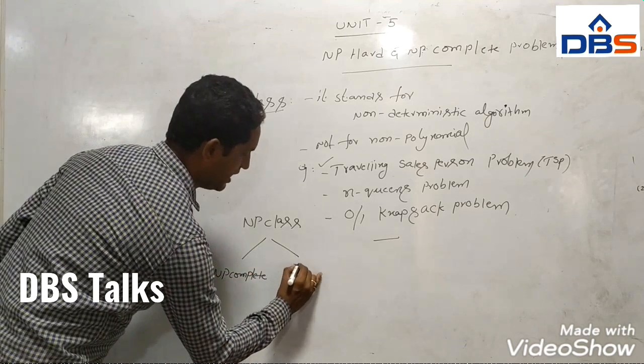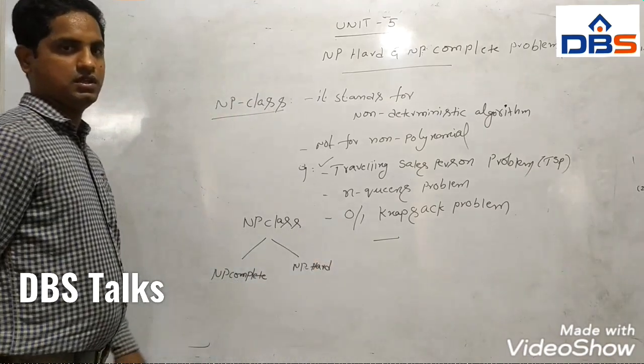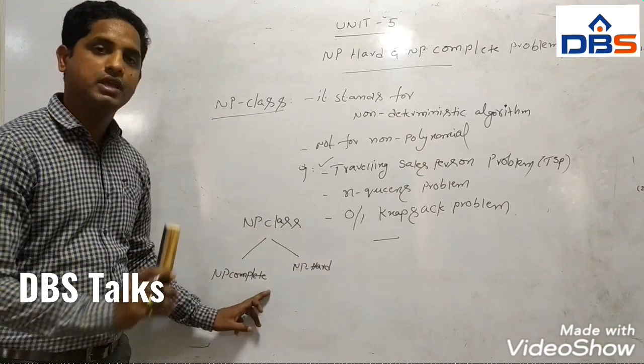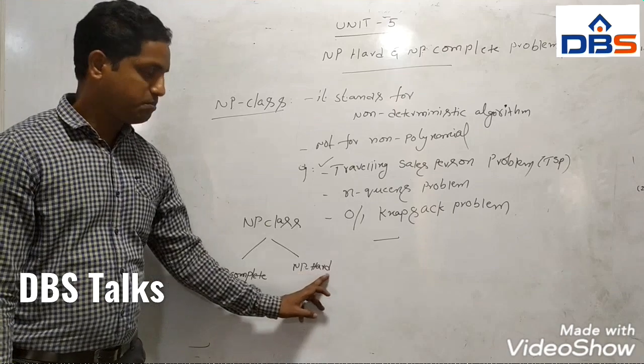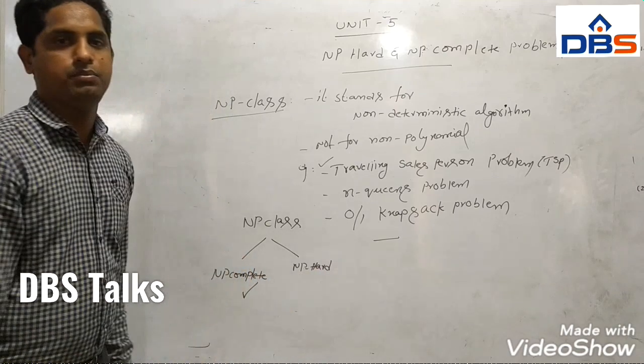The second one is NP hard. There are two types of NP class. The first one is the NP complete problem and the second one is the NP hard problem. So, what is meant by NP complete?